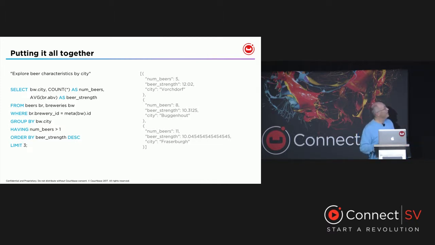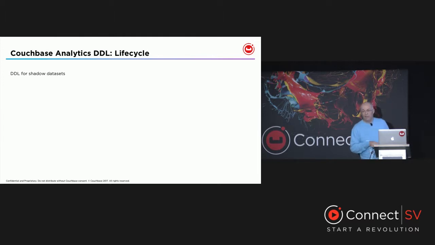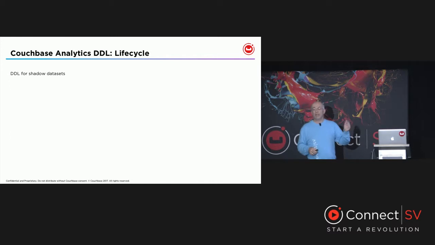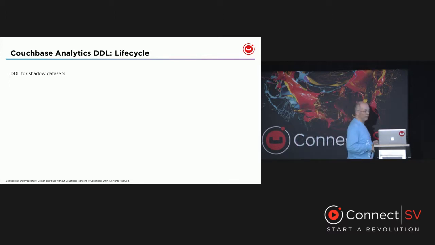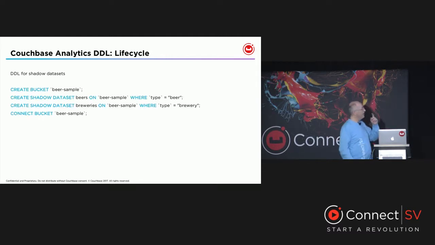All right, now the question is, okay, so we had these wonderful data sets and we ran queries on them, but how did we get there, right? We said we wanted to get rid of ETL, and we mostly did. Basically, this is all the ETL you're going to see. So the DDL to set us up to basically run those analytical queries is the following.